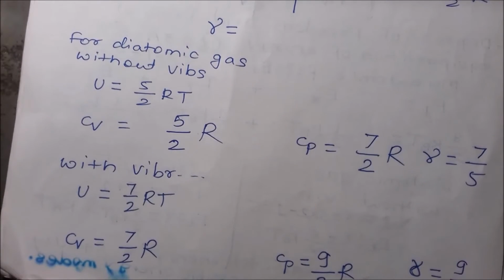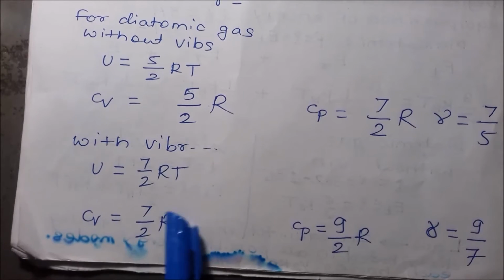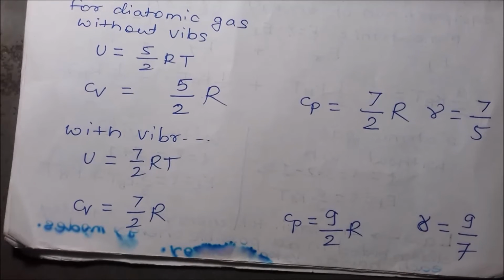Then with vibration, the energy per molecule is 7 by 2 kBT, the energy per mole is 7 by 2 RT. So Cv is 7 by 2 R, Cp is 9 by 2 R, gamma is 9 by 7.